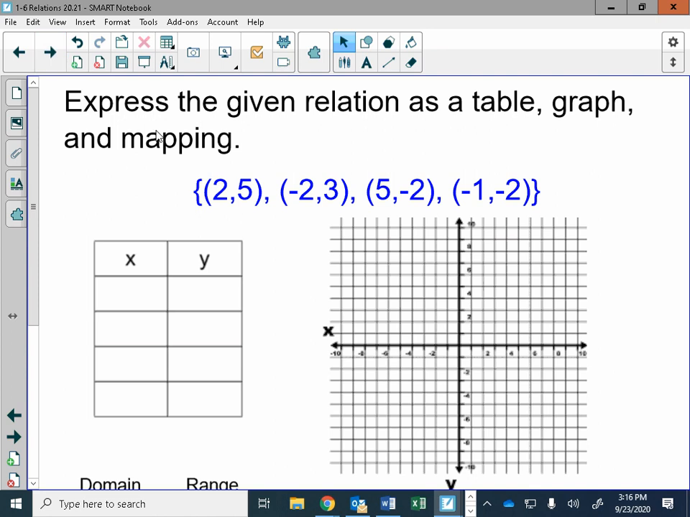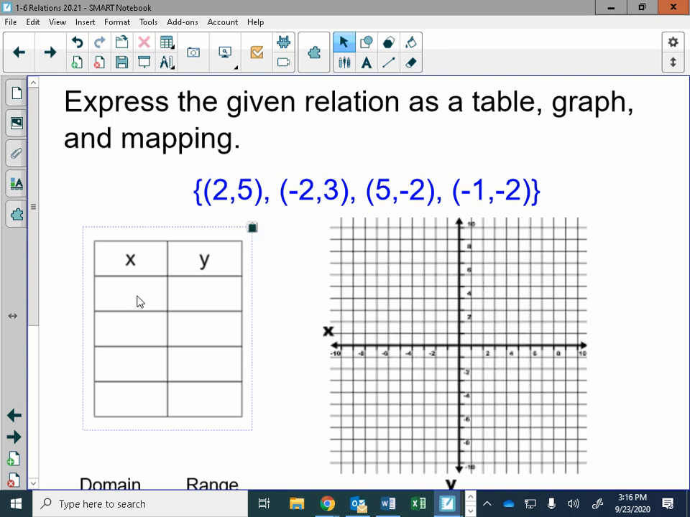Here's what we're going to be doing today. We're going to be given a relation, and here's our relation, our set of ordered pairs. There's 4 ordered pairs here. Notice they are in set notation. Notice that each ordered pair is in parentheses, and the x and the y coordinates are separated by a comma. So the first thing we're going to do is to put this in a table, and it's quite simply plugging the ordered pairs in as x and y.